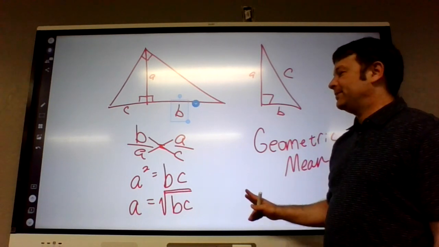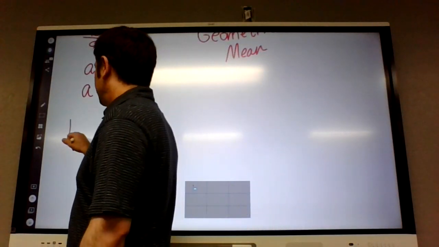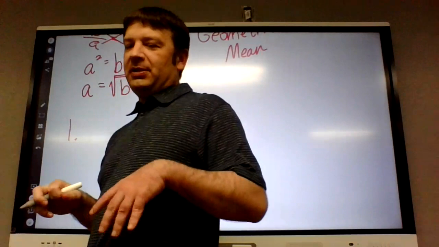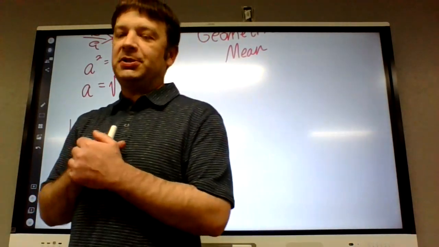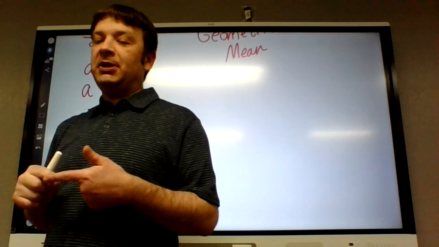Anyway, let's go ahead and jump in. There's a lot to talk about, but let's go ahead and get started, because the first one is just geometric mean. These aren't hard. So find the geometric mean of 4 and 9.